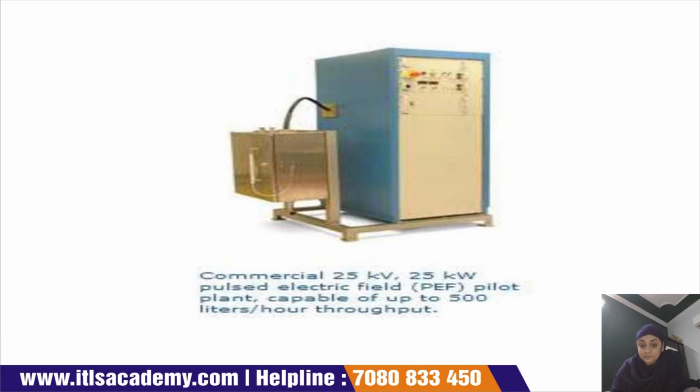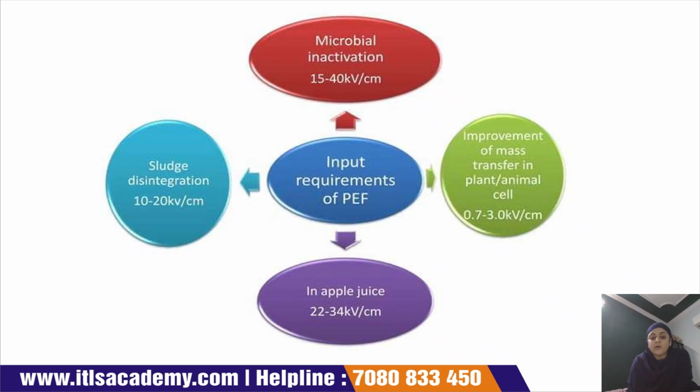Then this is your commercial 25 kilowatt pulse electric field pilot plant, capable of up to 500 liters per hour throughput. Input requirements of pulse electric field: for microbial inactivation, 50 to 40 kV per centimeter; improvement of mass transfer in plant cells, 0.7 to 3 kV per centimeter. In apple juice, it requires around 22 to 34 kV per centimeter, and sludge disintegration 10 to 20 kV per centimeter.